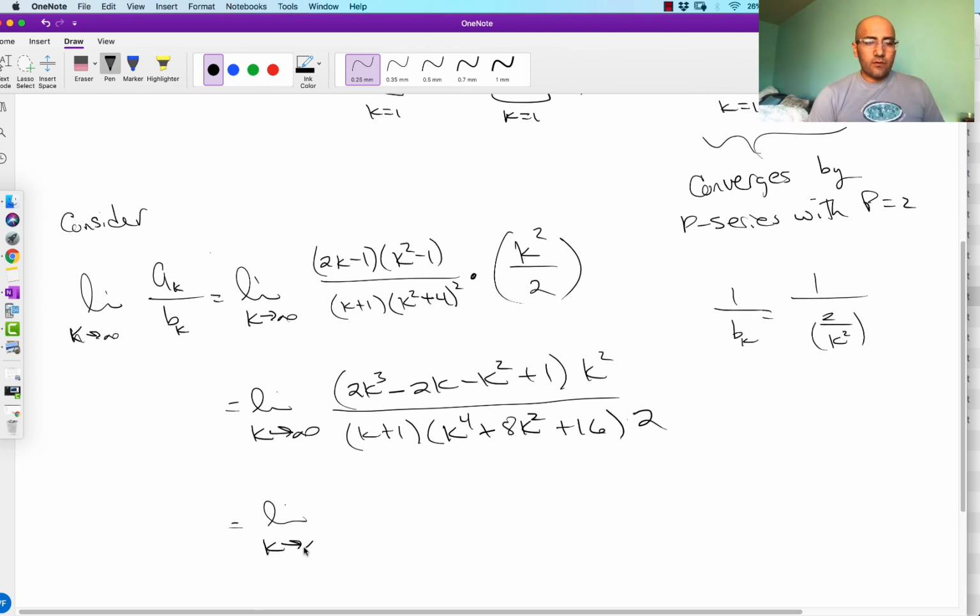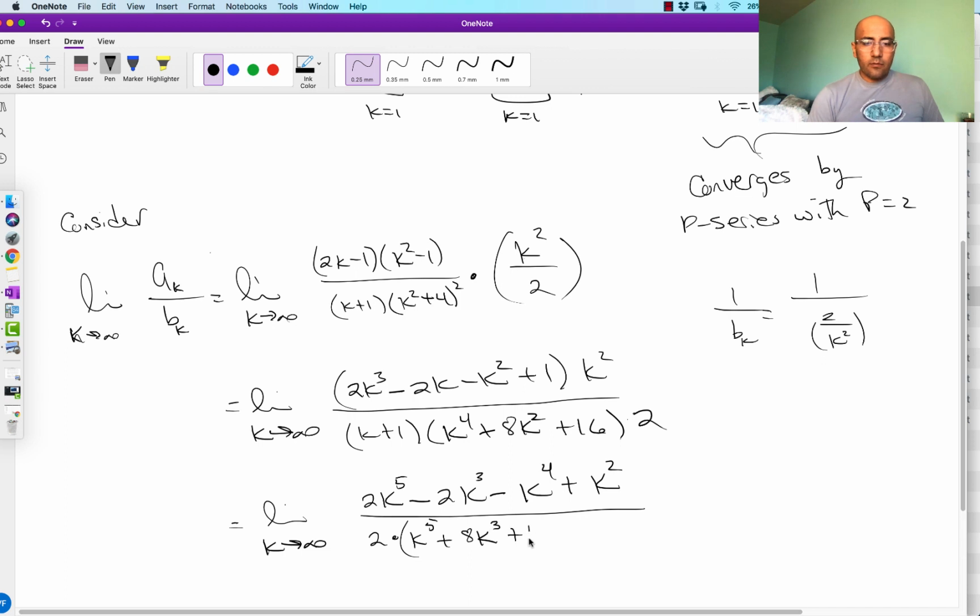This is the limit as k goes to infinity of 2k to the 5th power minus 2k to the 3rd power minus k to the 4th power plus k squared, all over 2 times, and that'll be k to the 5th power plus 8k to the 3rd power plus 16k plus k to the 4th plus 8k squared plus 16.